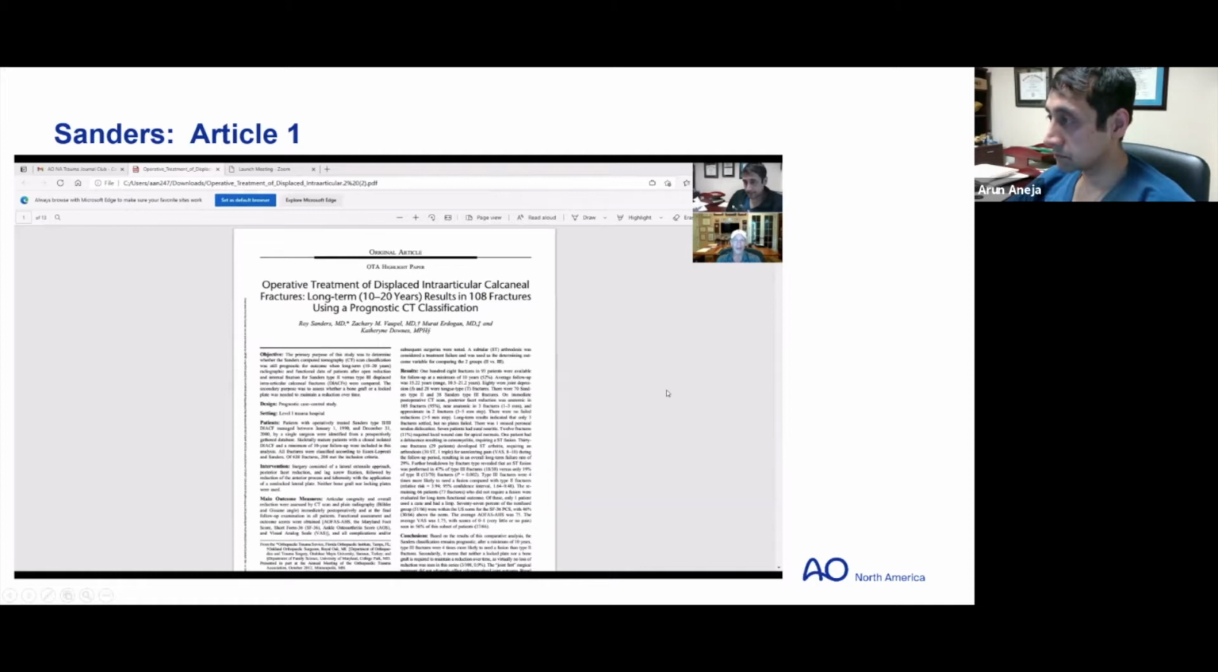Pennell, George Pennell from Toronto, his ideas from the 70s, which is to fix it anatomically and then go ahead and fuse the subtalar joint. So at 3 months, they're completely healed and they can go back to at least some function without being disabled and debilitated for months and months and months. And that's our algorithm.